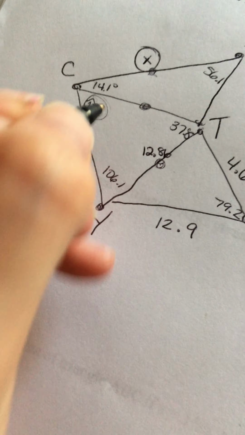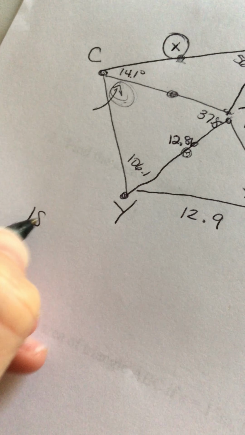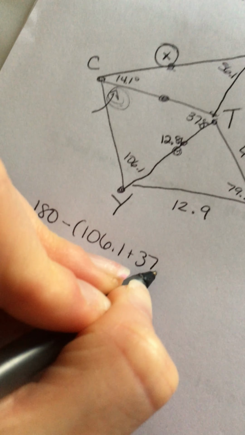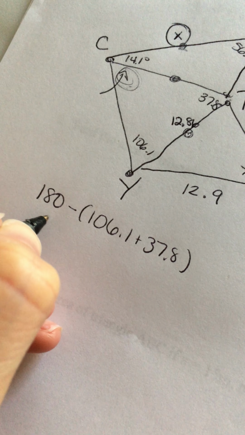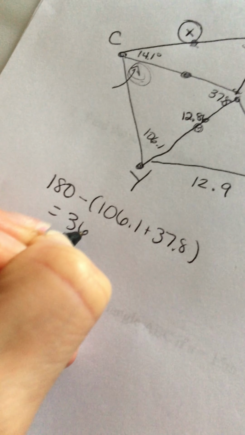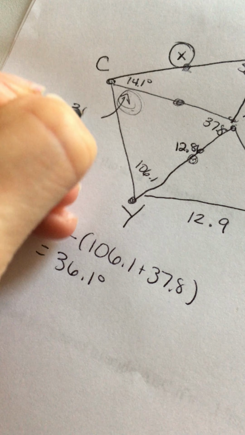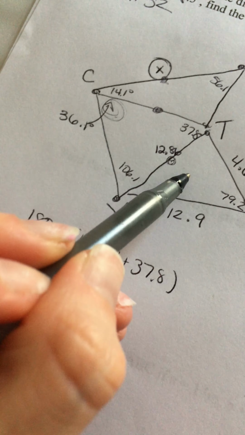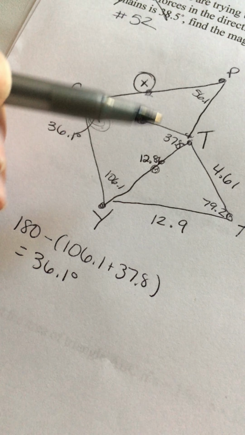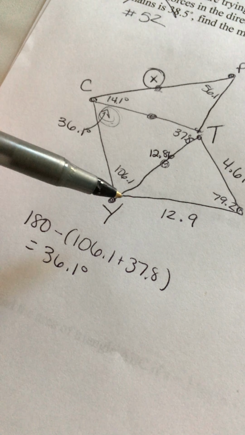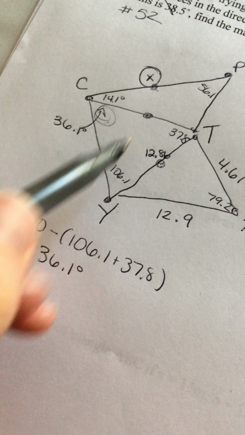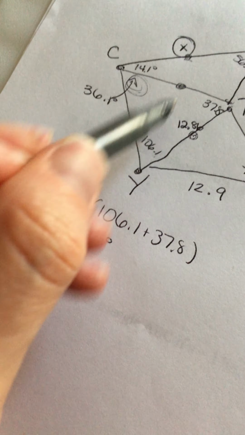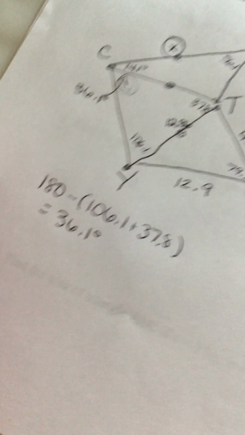So I'm just going to find this angle by doing the 180 rule. 180 minus (106.1 plus 37.8), so we're going to get 36.1 degrees. So this is 36.1 degrees. The reason I did that is so that I get a pair. I'm not worried about the ambiguous case or anything like that, because I'm not using law of sines to find an angle. I'm just finding a side.